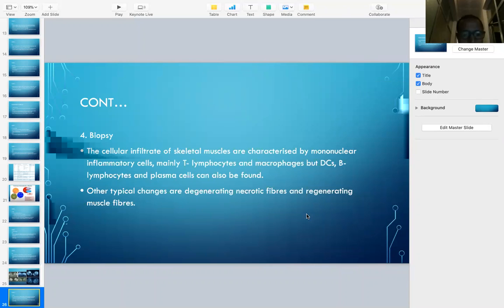Coming to biopsy, characterizing the cellular infiltrate of skeletal muscles by biopsy is a very important investigation modality, both for diagnosis and for classification of the subtype of inflammatory myositis. Generally, the infiltration of skeletal muscles is characterized by mononuclear inflammatory cells, mainly T lymphocytes and macrophages, but dendritic cells, B lymphocytes and plasma cells can also be seen. Other typical changes of inflammatory myositis are degenerative necrotic fibers with regenerating muscle fibers. If you find those findings, they will give you a clue that this is an inflammatory myositis, which can help you differentiate from the muscle dystrophies.